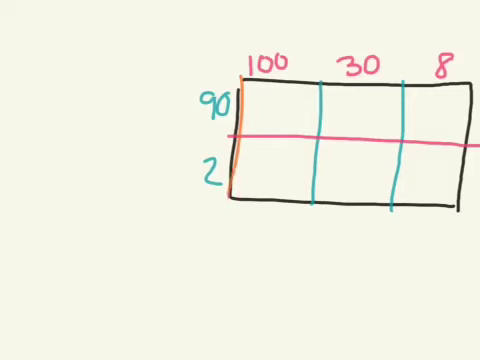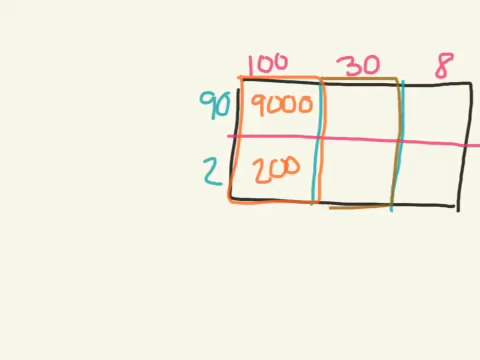So we have our 100 taking up all this space. 100 times 90 is going to give us 9,000. Now along the bottom we have 100 times 2, which is going to give us 200. In our next column we have 30 taking up this space. 9 times 3 is 27, if I got that right. Add in the 2 zeros. Yeah, that's right. 30 times 2 is going to give us 60.